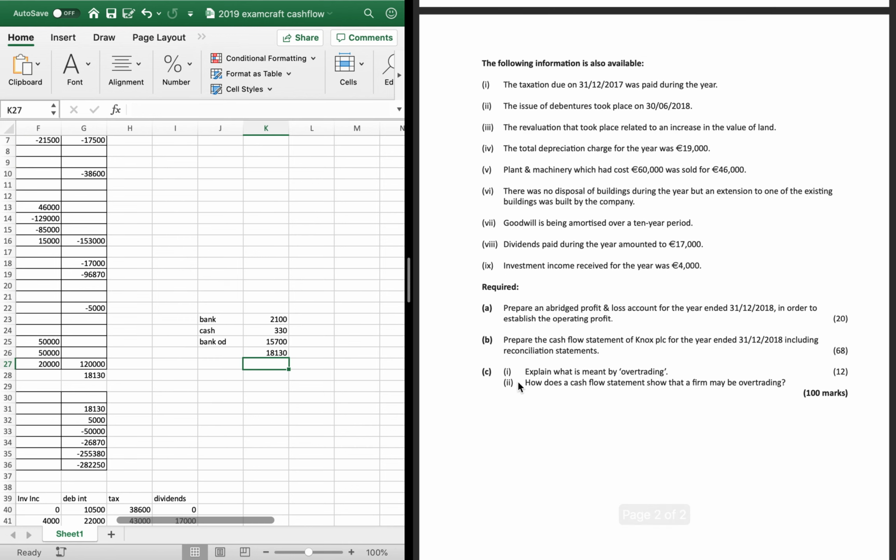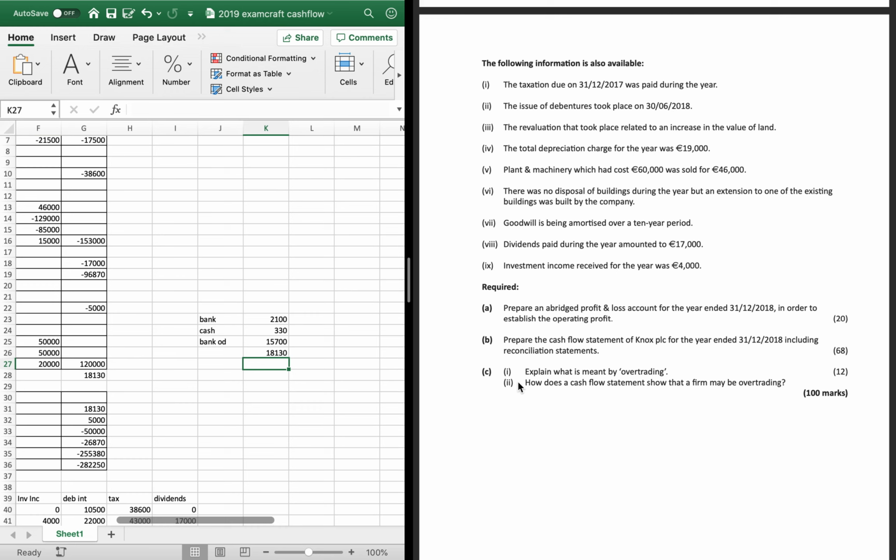Just your bit of theory at the end. Explain what's meant by overtrading. So overtrading is a scenario where your current liabilities are greater than your current assets. So you've taken on too much business for the size of the business. You've basically got a negative working capital. And the problem with overtrading is you're going to run out of cash. So your current assets are less than your current liabilities.